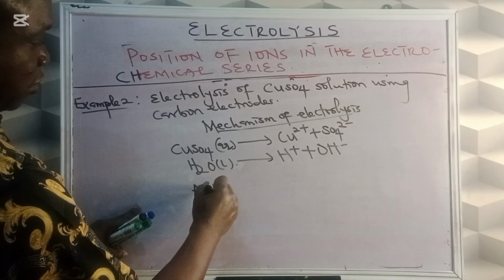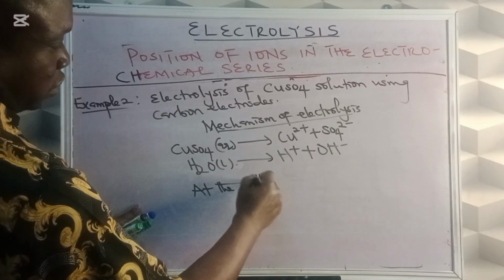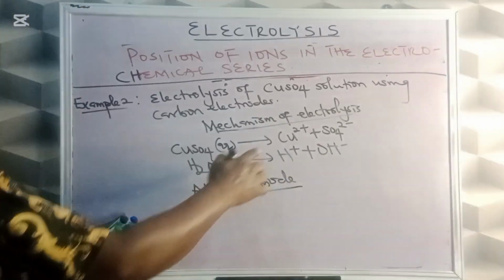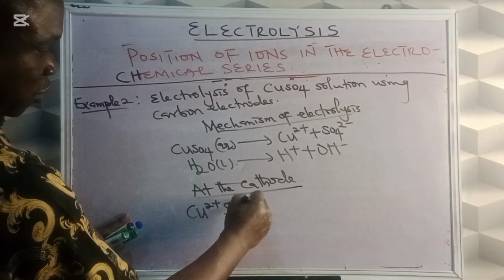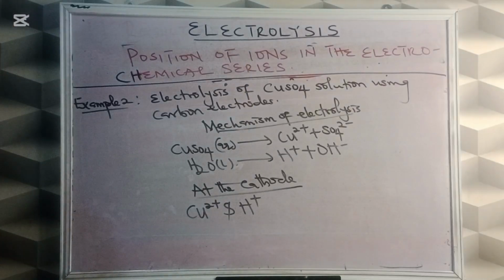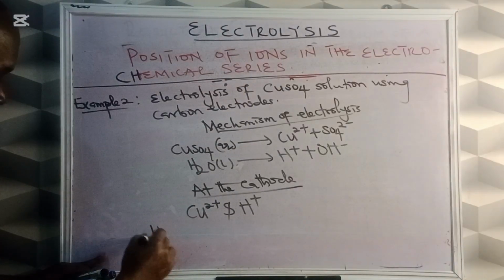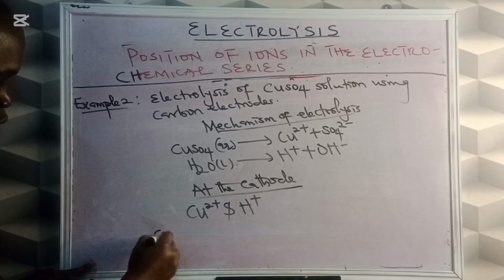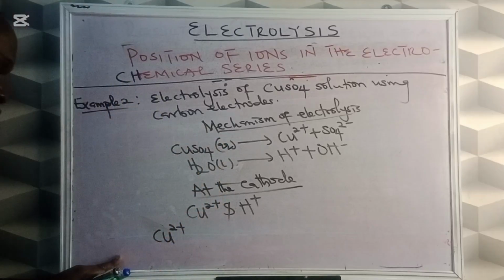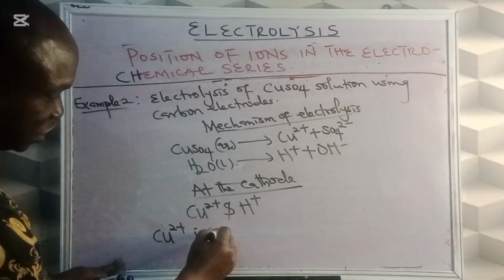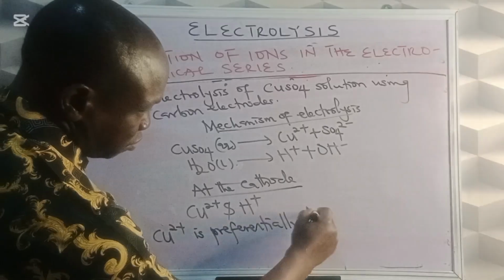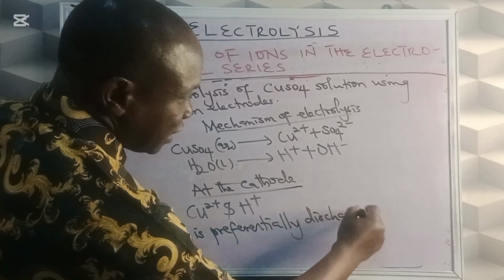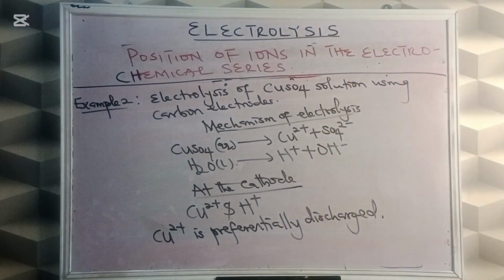So let's see what happened at the cathode. What and what will migrate? Cu2+ and hydrogen ion migrate to the cathode, where copper(II) ion, which is below hydrogen in the chemical series, is preferentially discharged. That's how the position of an ion affects its preferential discharge.